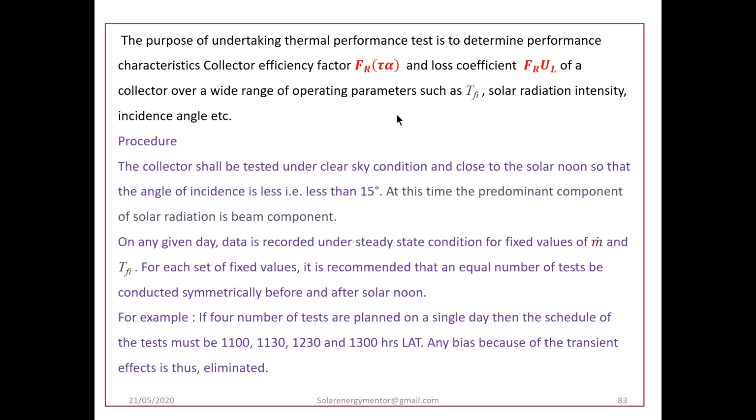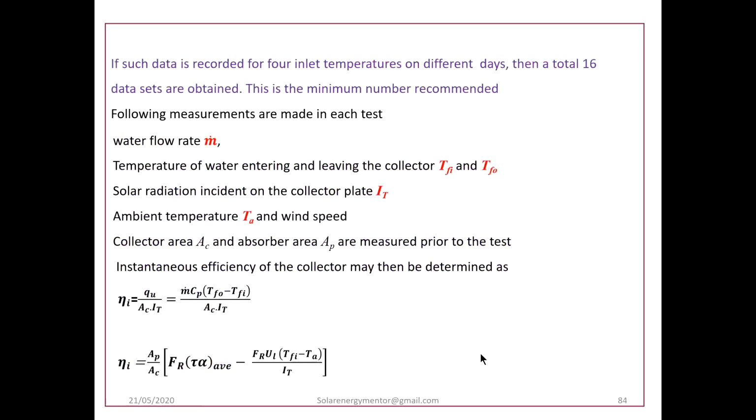Why does this symmetry have to be maintained? Because of the transient effects, the change in temperature due to change in the parameters. Any inaccuracies coming from these transient effects are eliminated because of the symmetry. We can very well cross check, because the set of readings which we get 1 hour before noon must be more or less similar to the readings which we get 1 hour after noon. So the readings at 11 o'clock and 13 o'clock must have some logic in that. Any bias which comes because of the transient effects is eliminated in the symmetry.